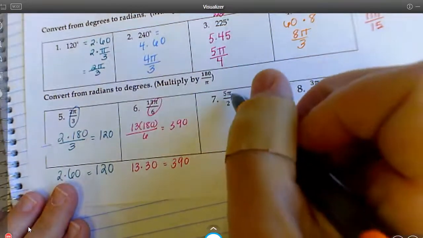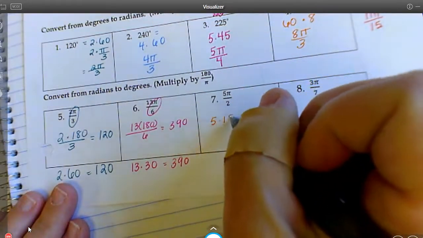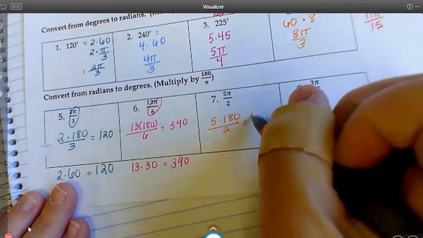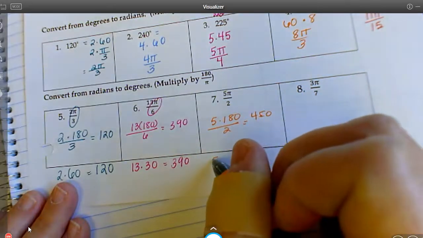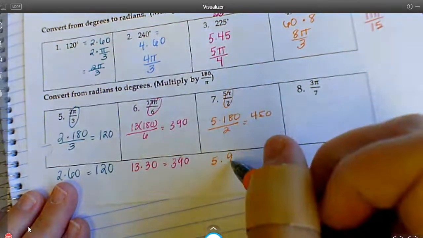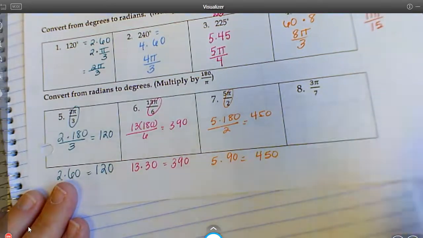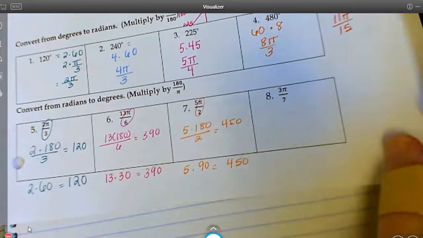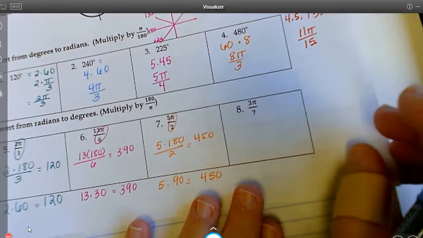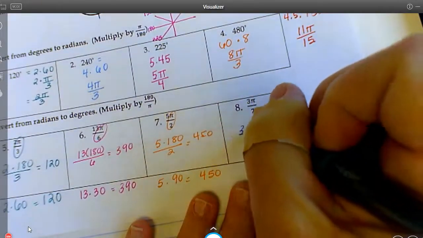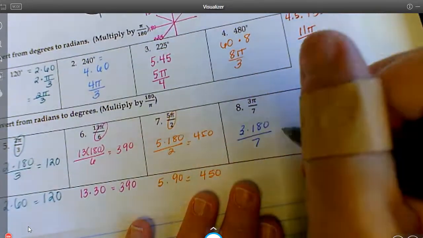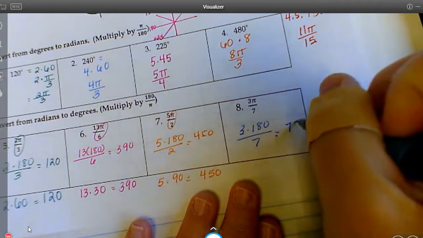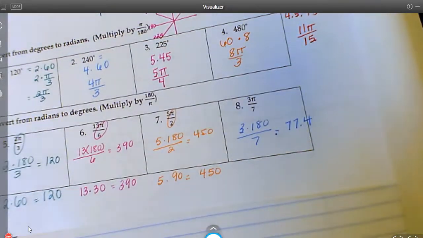So on number 7, we can either say 5 times 180 divided by 2 and get 450. Or we can say 5 times 90, which is also 450. So either one of those will give us the correct answer on that one. Now, number 8's a weird one because you do get a decimal on that one. This isn't a special one because it's pi over 7. There's not pi over 3 or 6 or 4. So we do have to just plug a 180 sort of in for pi. And when we do that, we get 77.4. Questions about that?